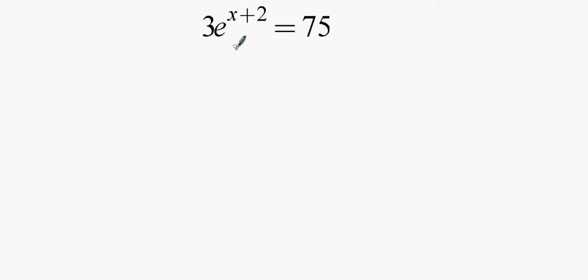Alright, so in this problem we will just have to do a little bit more algebra. So we have 3 times e to the x plus 2 equals 75. What I want you to see is that this e to the x plus 2 is its own thing. So the first thing I would do is just divide everything by 3. So divide that by 3, divide that by 3. So that way you have only e to the x plus 2 to the left.